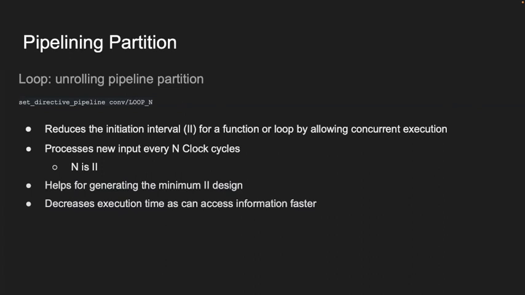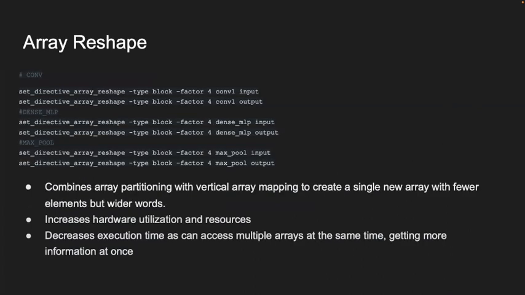For array reshaping, this allows us to combine array partitioning with vertical array mapping to create a new array with fewer elements but wider words, basically meaning that we can take a one-dimensional array and turn it into a two-dimensional array as an example.